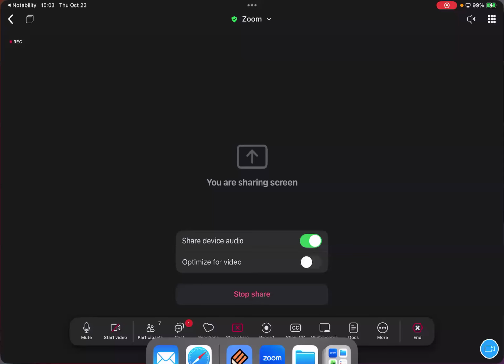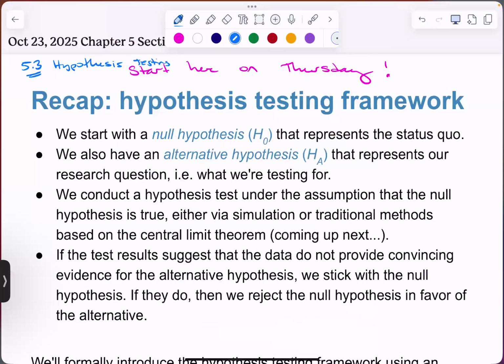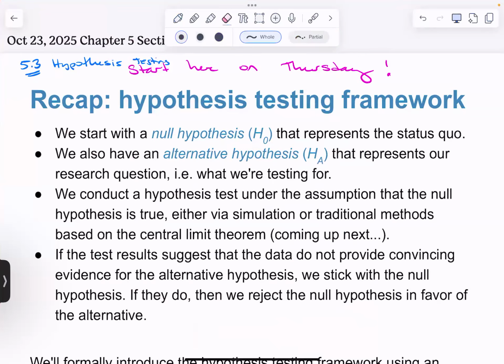Okay, here we go. I've got a note saying start here on Thursday, so I guess that's what we'll do.